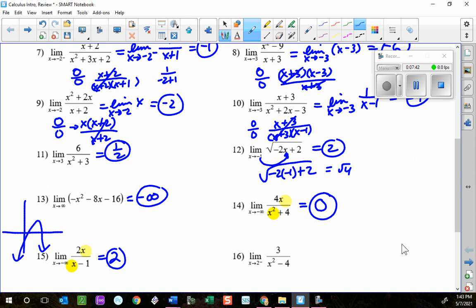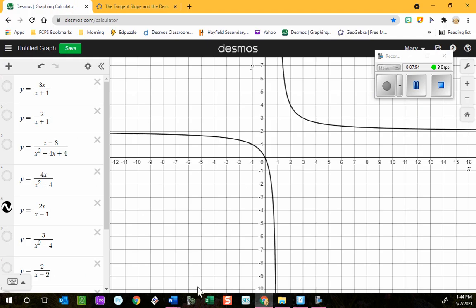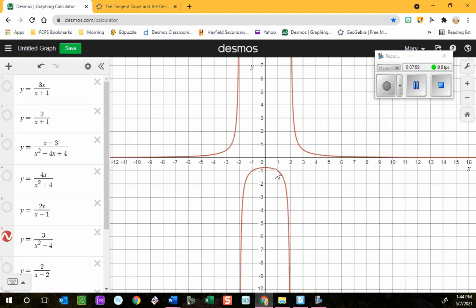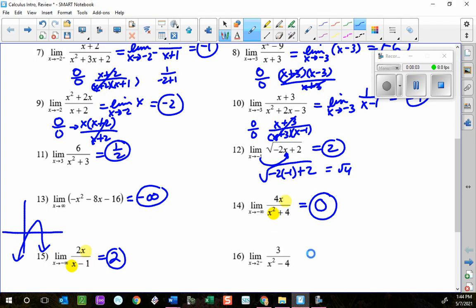So next one, number 16, same thing. It says 2 from, oh no, actually different, it's not infinity, it's 2 from the left. So 2 is going to be one of the vertical asymptotes. All right, so let's just take a look. We're looking at 2 from the left, and let's take a look at this picture. So from the left of 2, that's this piece right here, it's going down. So we'll say negative infinity.